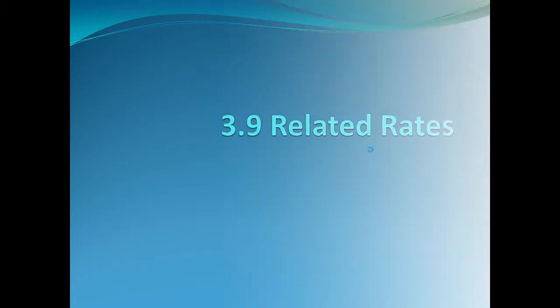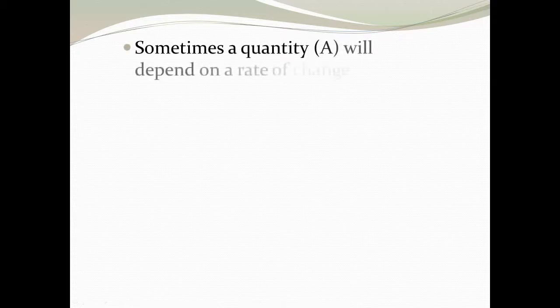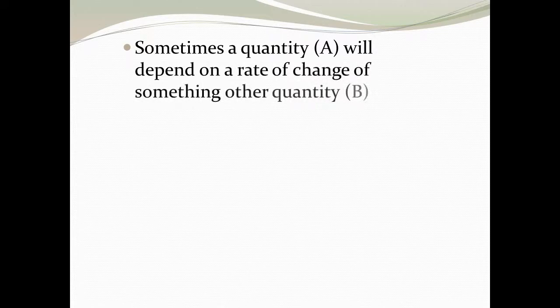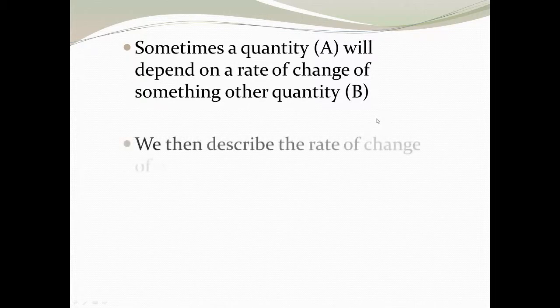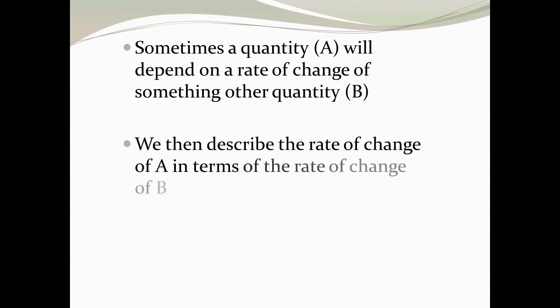Related rates are when we sometimes have to describe a quantity, we'll call it quantity A, and quantity A depends on the rate of change of another quantity, we'll call quantity B. This actually happens quite a lot. There's lots of things that depend on the rate of change of something else. Now, we can describe, using some math, which we'll do today with a bunch of examples, the rate of change of A in terms of the rate of change of B. And that's really what a related rate is. We're relating the rate of change of A with the rate of change of B.